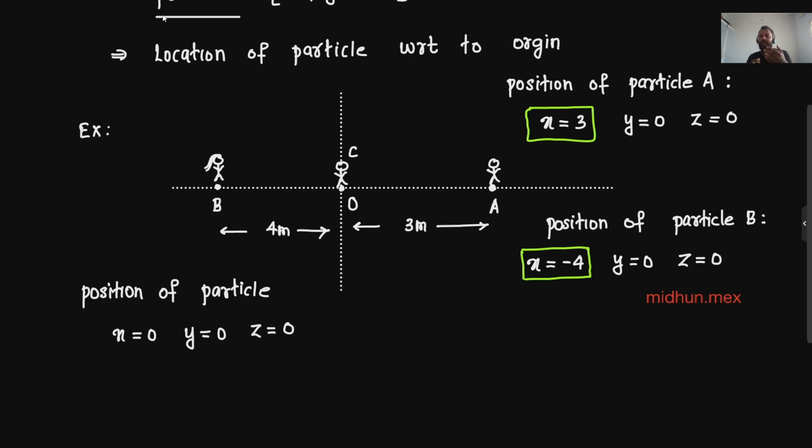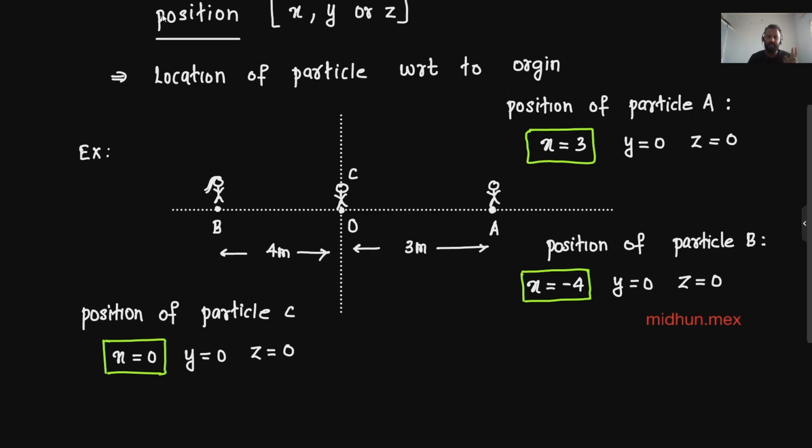Here particle A has position 3, particle B has x equal to minus 4, and the position of particle C. We are discussing particle C, and its position you can say x equal to 0. Here everyone is along x-axis, so y and z don't have that much importance, therefore we can neglect them. They are present there, but we don't need them. So this is how position of a particle is mentioned.